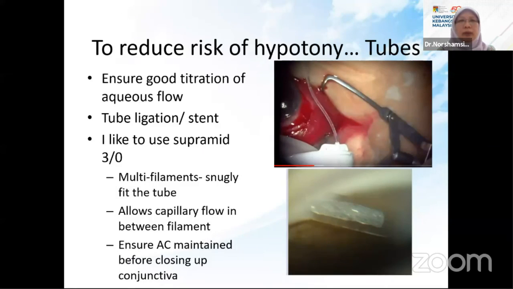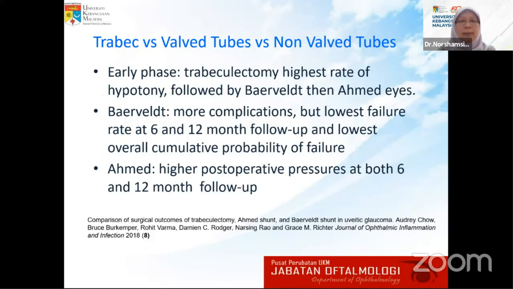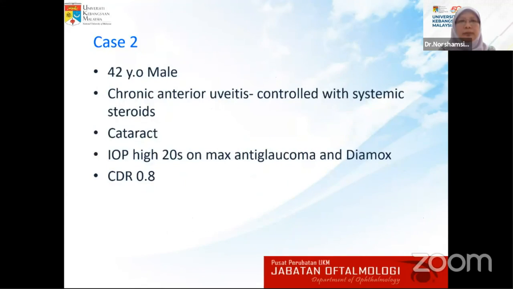Also, if you do put an unvalved tube, you must ensure good titration of aqueous flow on the table. So you either ligate the tube or stent the tube. Studies have shown that between trabeculectomy and valved and non-valved tubes, trabeculectomy normally causes hypotony, but the valved tubes have been shown to have the lowest failure rate long-term.